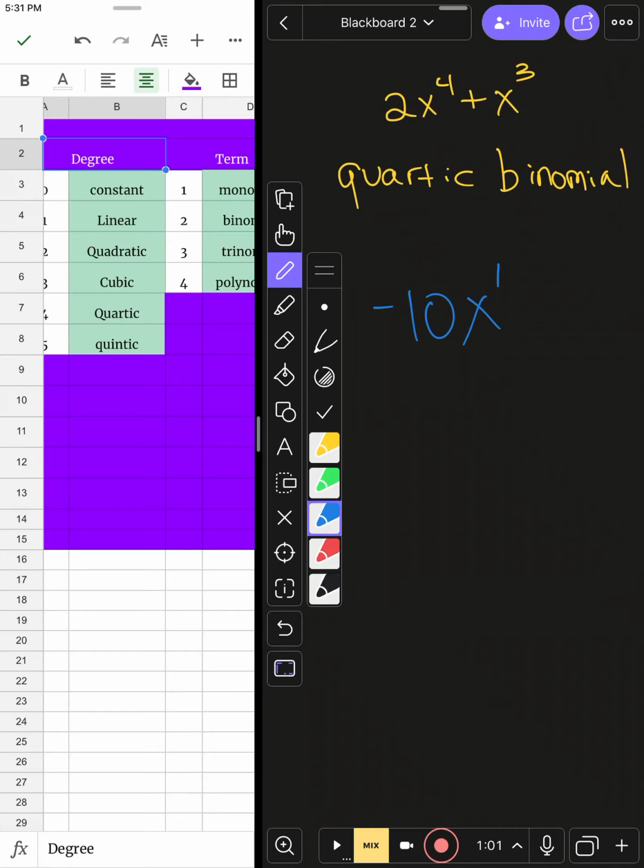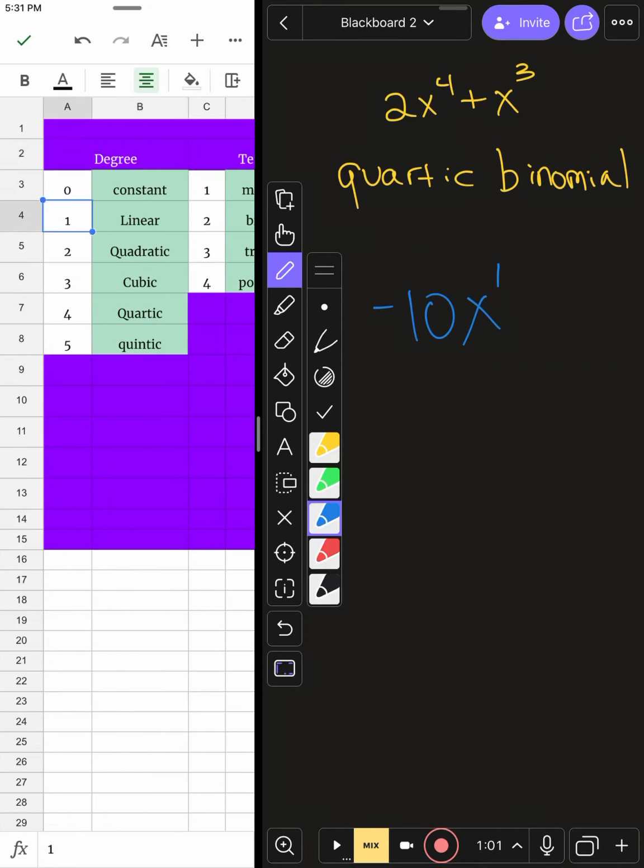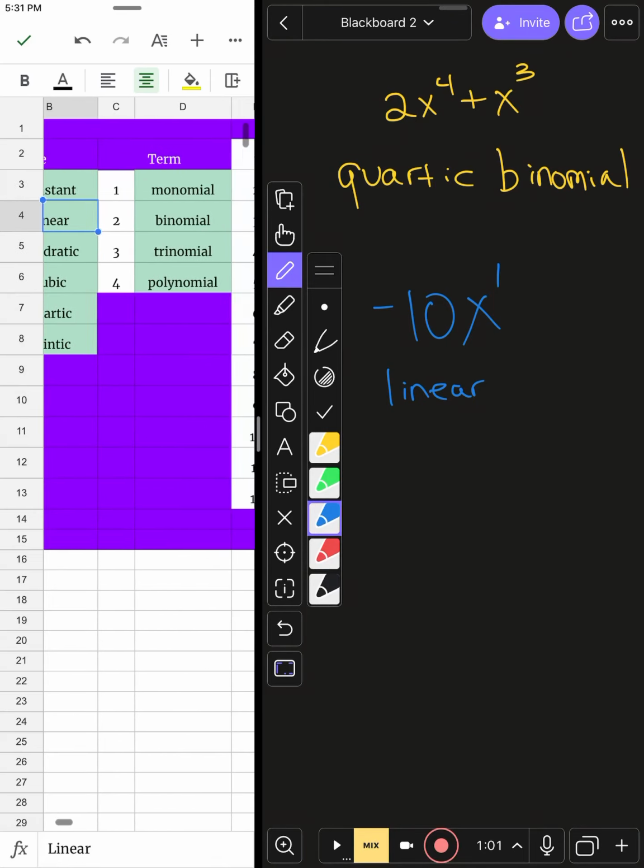And I go over to my degree. There's the 1. I call that a linear. Okay, so that's going to be my first word. It's a linear. Remember, I said there's 2 words.